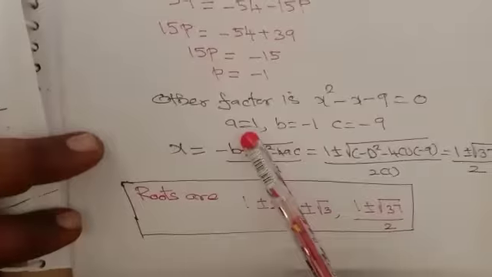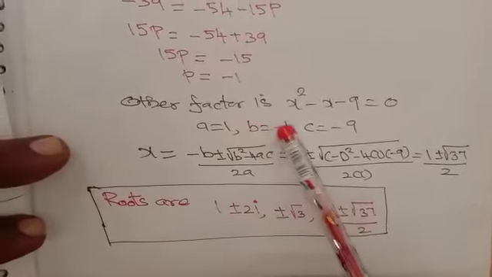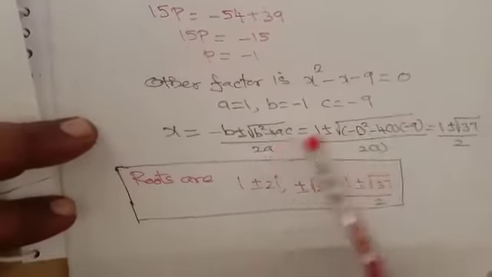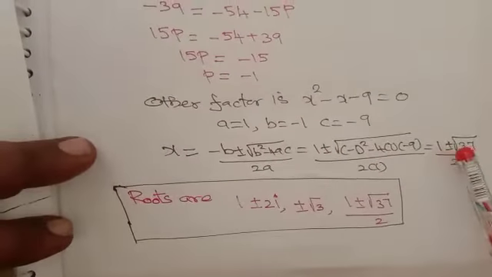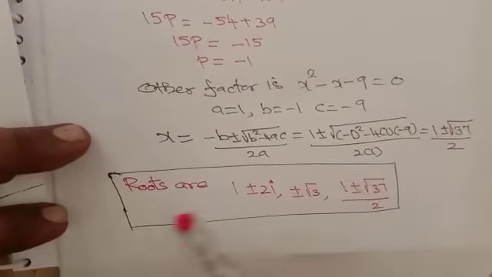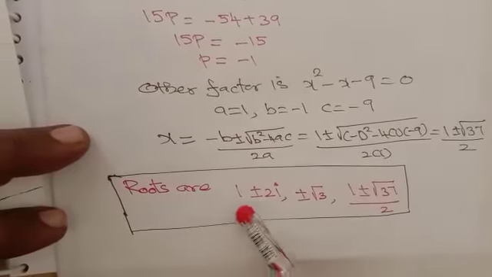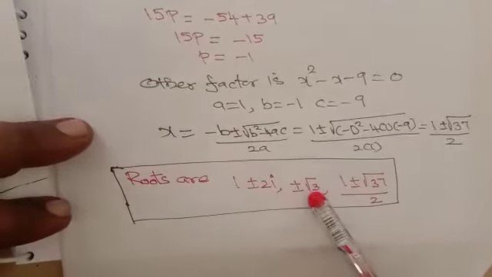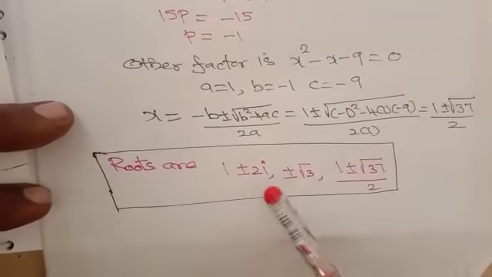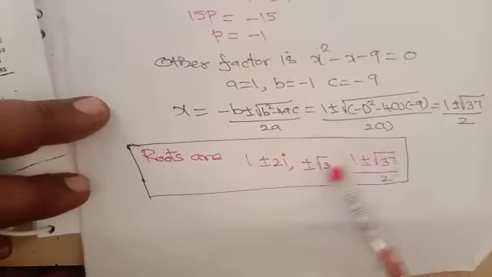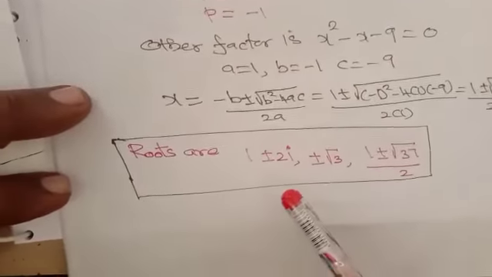Now use the formula, a equal to 1, b equal to minus 1, c equal to minus 9. So you are getting the root as x is equal to 1 plus or minus root 37 by 2. So what are the roots here? 1 plus or minus 2i, plus or minus root 3, 1 plus or minus root 37 by 2. So you must have how many roots? 6 roots, because the given equation is a 6th degree polynomial.